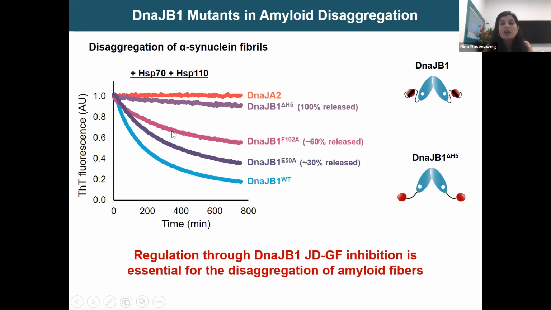And we can go further. We can make point mutations with various degrees of released J domain, and we can see that as the percentage of the released J domain increases, the disaggregation ability of that DNAJB1 mutant decreases. So there is a new regulatory mechanism present only in class B J domain proteins, which is essential for protein disaggregation. Class A J domain proteins that lack this regulatory mechanism are in fact inactive in protein disaggregation.